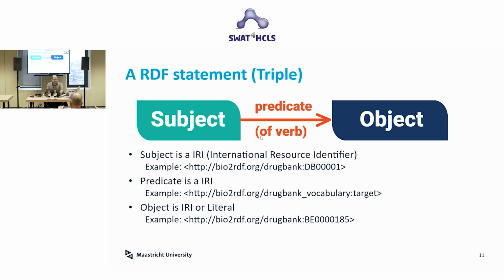The same for the predicate. The predicate also has to be an IRI. The object has two cases. It can either be an IRI or a literal. A literal, I will come to that later. That means it could be a text, a string, it could be a number, or it could be a date, and so on. Those are called literals.